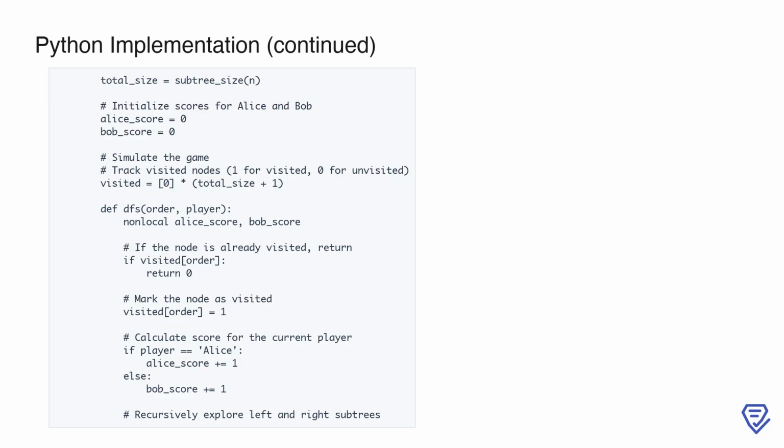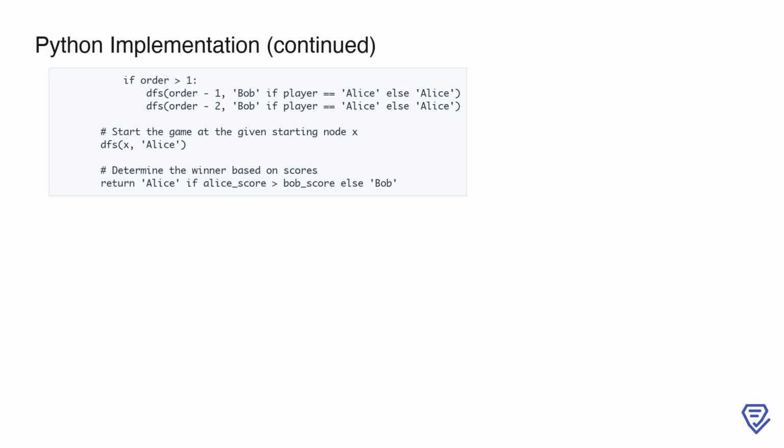After updating the scores, the function explores the left and right subtrees recursively. These correspond to the two smaller Fibonacci trees, and the turn alternates between the players as the recursion proceeds. When exploring the subtrees, the recursion is performed only if the order of the current node is greater than 1, ensuring that we stay within the valid bounds of the Fibonacci sequence. The DFS function is called recursively for order 1 and order 2, with the player alternating between Alice and Bob on each call. Once the recursive traversal is set up, the game begins by invoking DFS with the starting node X and Alice as the initial player.